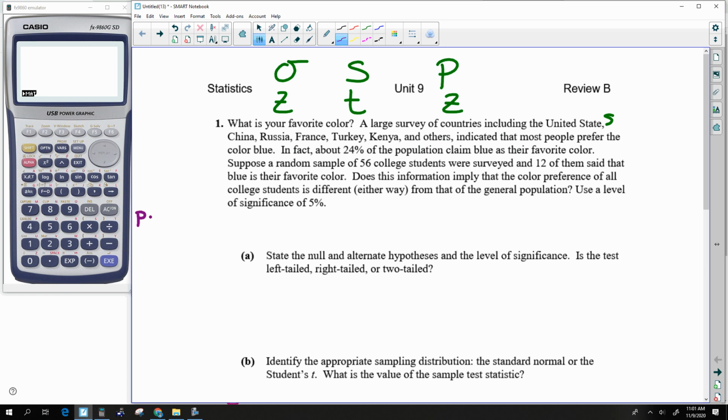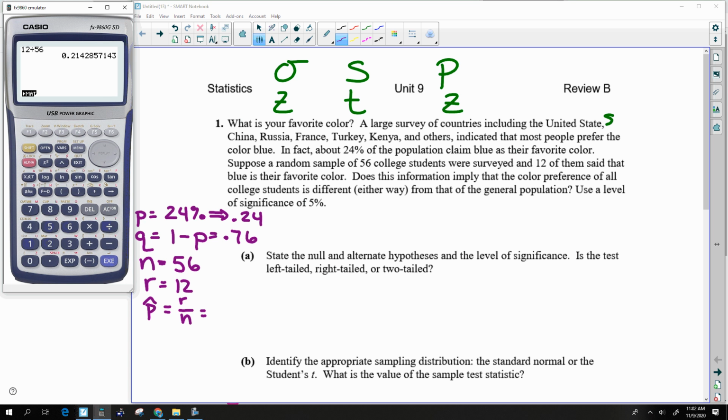The probability that we accept is that 24% of people like the color blue, so P is 0.24. From here we get a Q, which is 1 minus P, and that would be 0.76. Our sample size was N equals 56, and 12 of them like the color blue. So of our sample, the probability of people liking blue, which is R divided by N, is 12 out of 56, which is 0.2143.